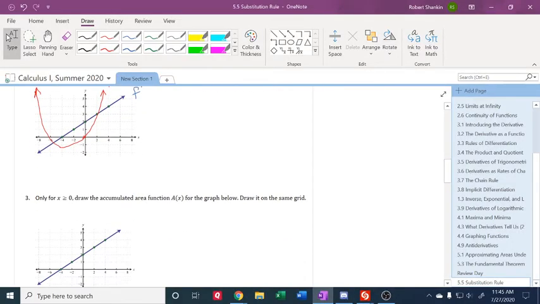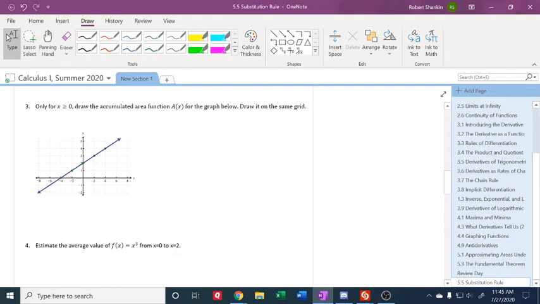Alright. Now, I'm going to ask you another question. Only for x greater than or equal to 0, draw the accumulated area function A of x. Draw it on the same grid. We've been working with accumulated area functions for a little while. Draw that. But only start at 0 for the x and only do the right hand side of this.